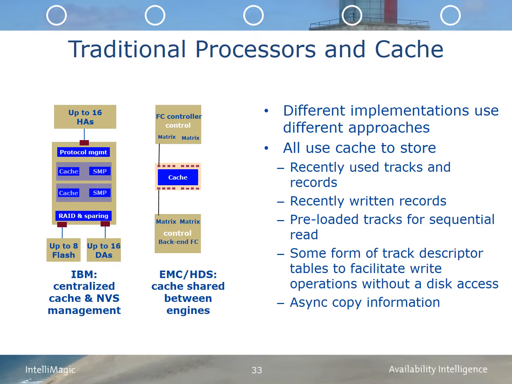In any case, the cache is used to store recently used tracks and records, recently written records, preloaded tracks for sequential read operations, also some form of track descriptor tables to facilitate write operations without a disk access, and then also the asynchronous copy information.